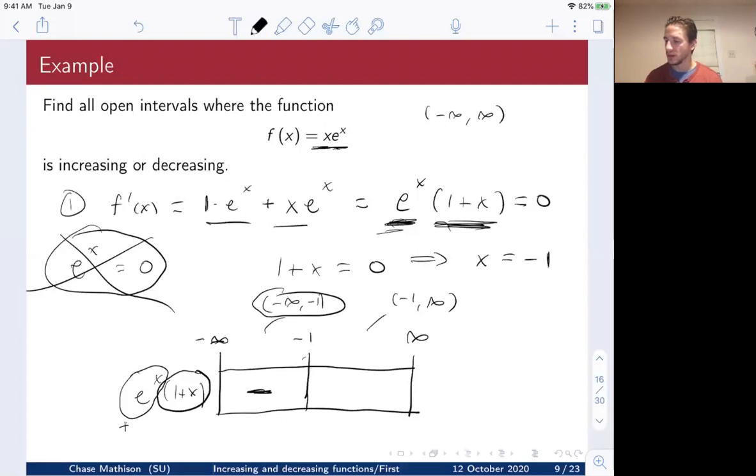Okay. So again, here we checked -2. What value should we check in this interval, the interval 1 to infinity? Yeah, 0, exactly. So what sign does e to the x have? Well, that's going to be positive, right? E to the 0 is 1, that's positive.